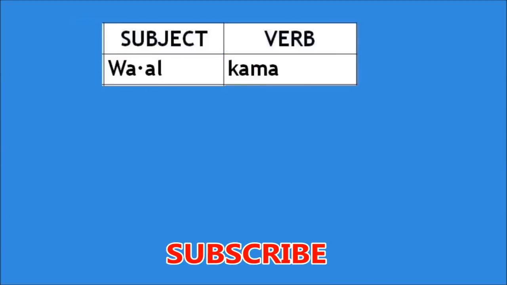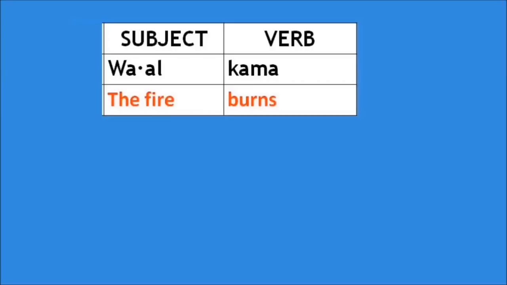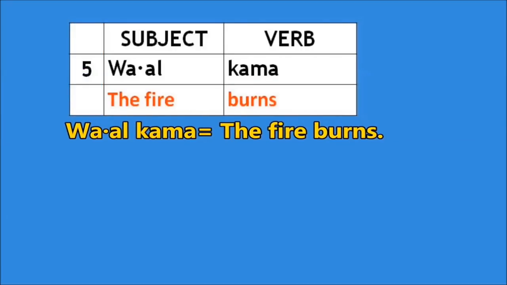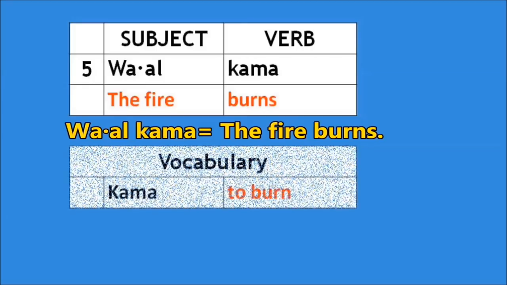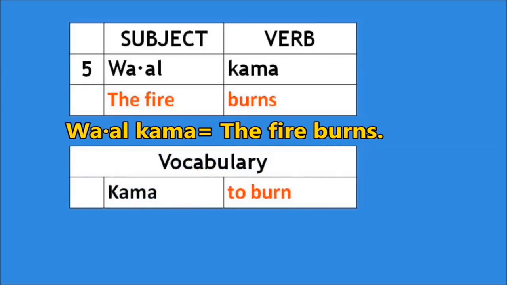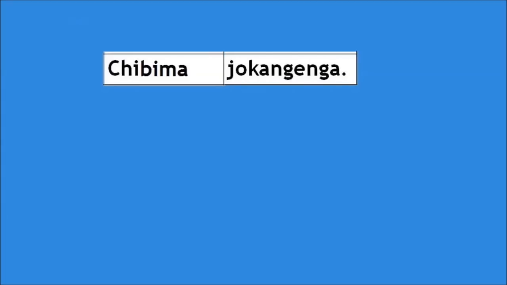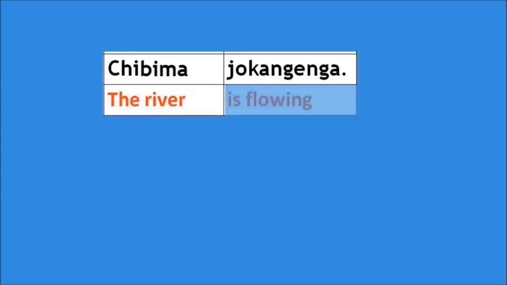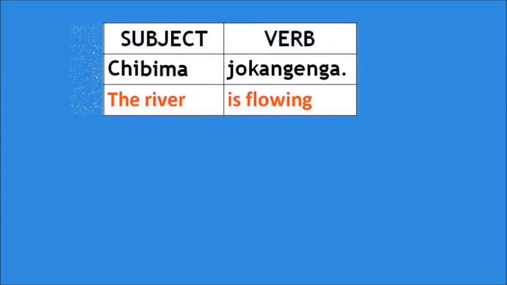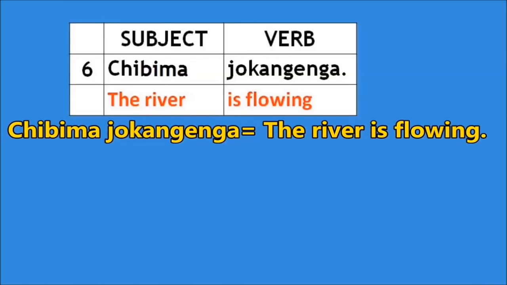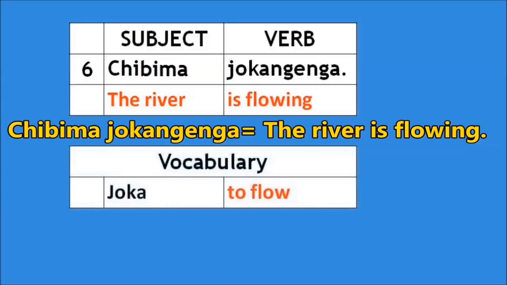Wa'al kamma. Wa'al, the fire. Kamma, burns. Wa'al kamma, the fire burns. Vocabulary. Kamma means to burn. Chibima jokanginga. Chibima, the river. Jokanginga is flowing. Chibima jokanginga. The river is flowing. Vocabulary, joka means to flow.